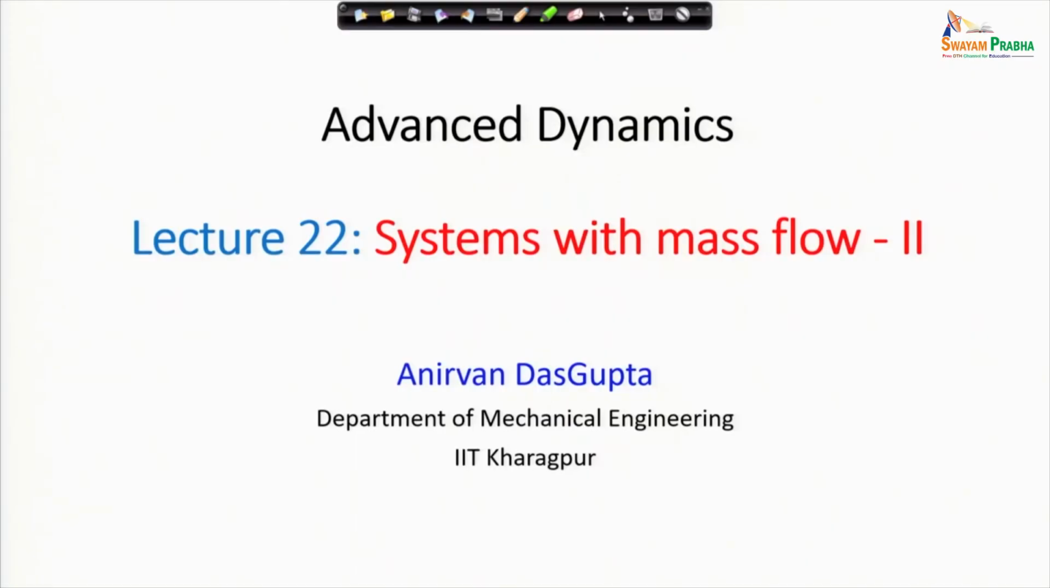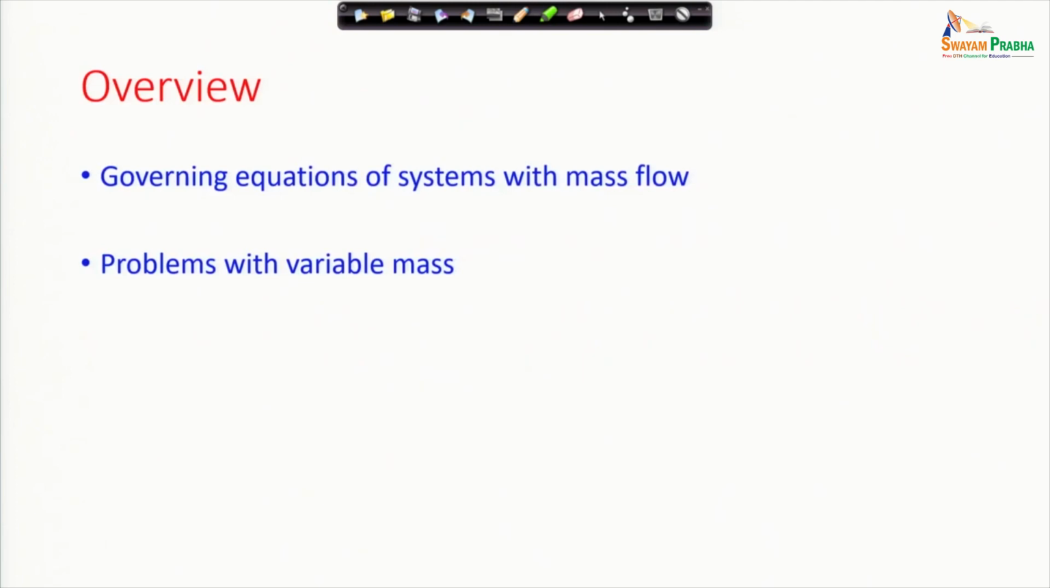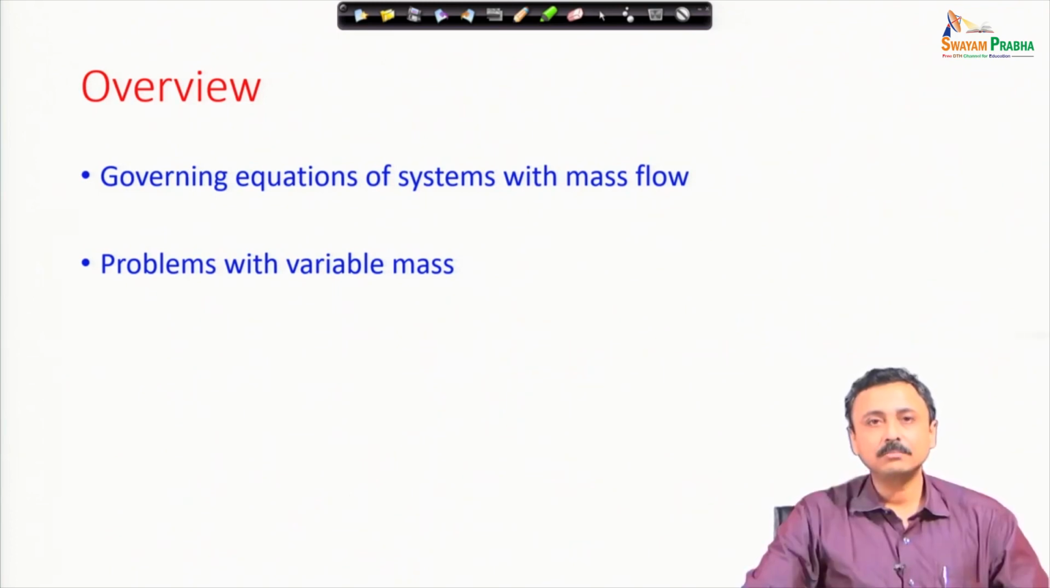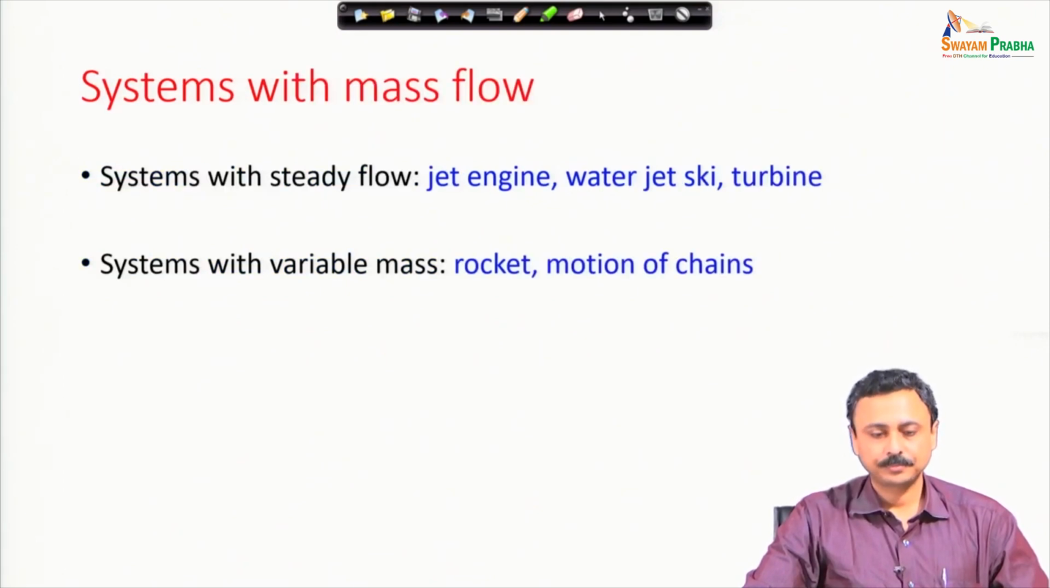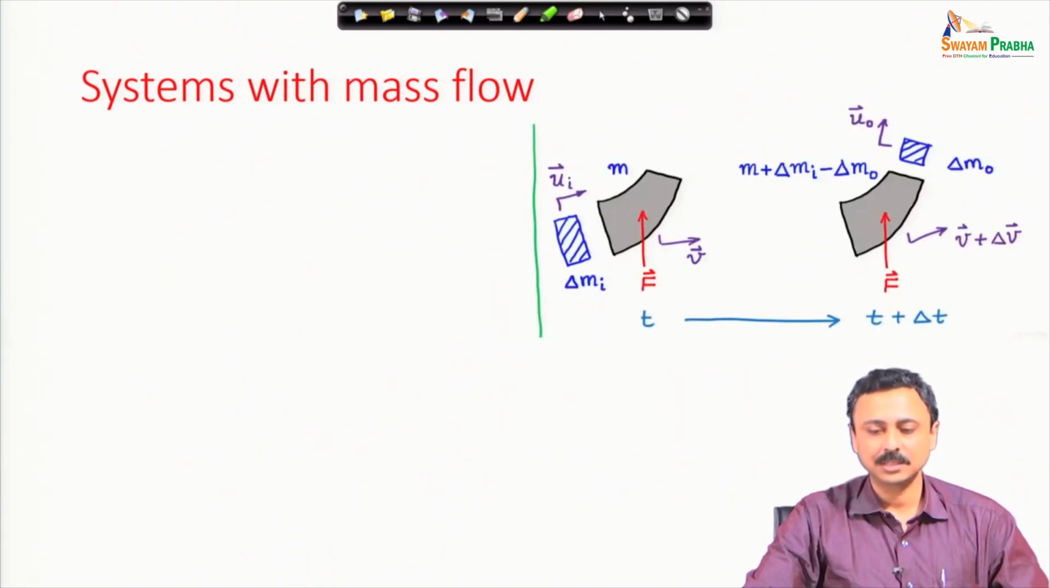We are going to continue our discussions of systems with mass flow in this lecture. We are going to recapitulate what we have discussed in the previous lecture and look at more problems, this time with variable mass flow. As we had discussed systems with steady and variable mass flow, examples of systems are shown which we had discussed in the previous lecture. We had derived the governing equation of motion of a system with mass flow.